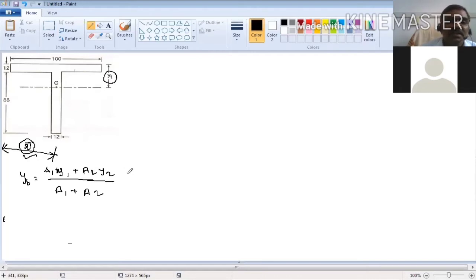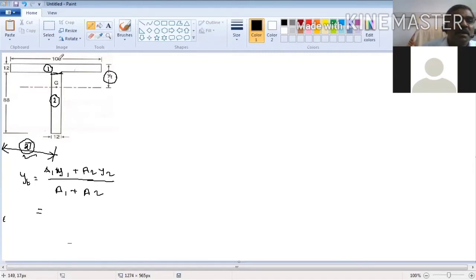You can take a3 y3 also, but here there are two areas. You can divide this into two areas: put a line, take this as 1 and this as 2. I have taken only 2. If there are three areas, then you take a1 y1 plus a2 y2 plus a3 y3 divided by a1 plus a2 plus a3, right? Now you substitute in this equation.